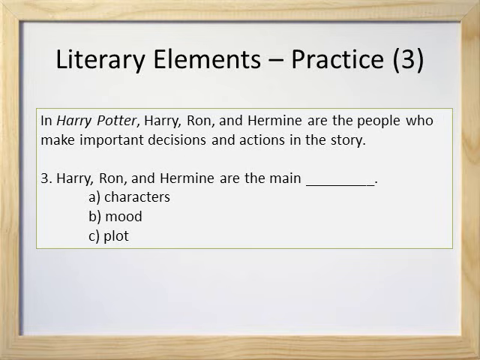In Harry Potter, Harry, Ron, and Hermione are the people who make important decisions and actions in the story. Number 3, Harry, Ron, and Hermione are the main A. characters, B. mood, or C. plot.